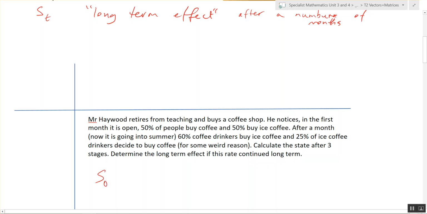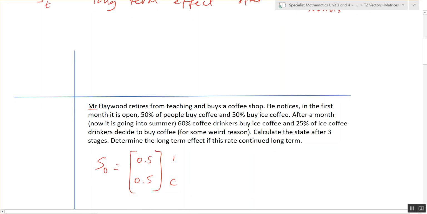S0 is 1 and 1? 50-50? Okay, yeah, that makes sense. So we've got iced coffee, coffee. 50% buy coffee, 50% buy iced coffee. After a month, it's going into summer, need long term.